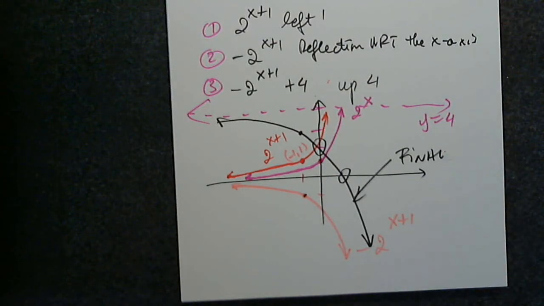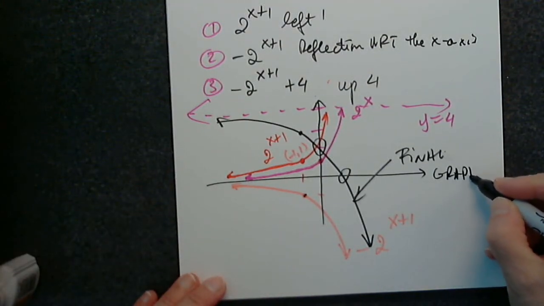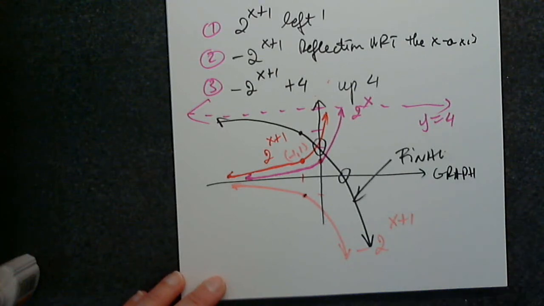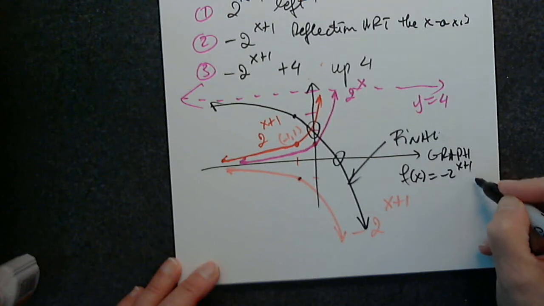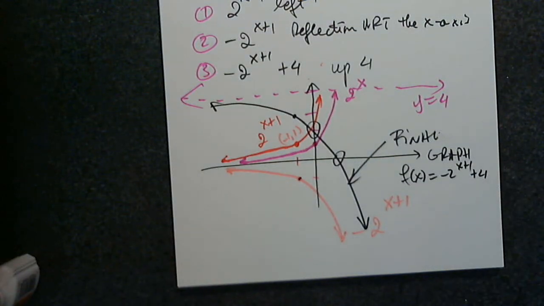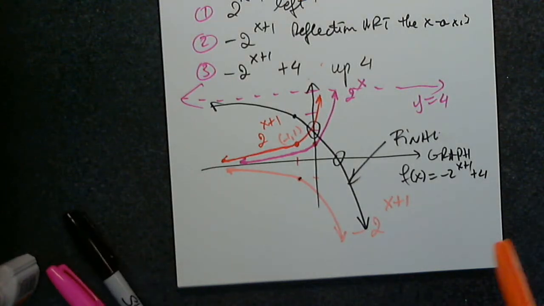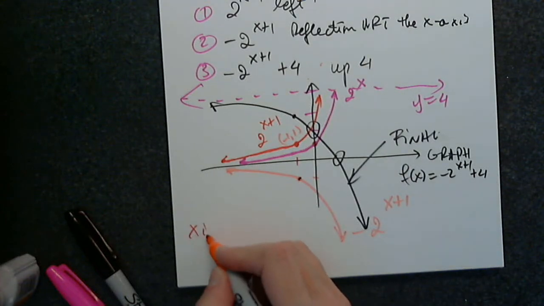So final graph. We're going to determine the x and y-intercepts algebraically in a minute. So this was f of x, -2 to x plus 1 plus 4. Any questions on this? Okay, how do I determine the x-intercepts for any function? The x-intercept.